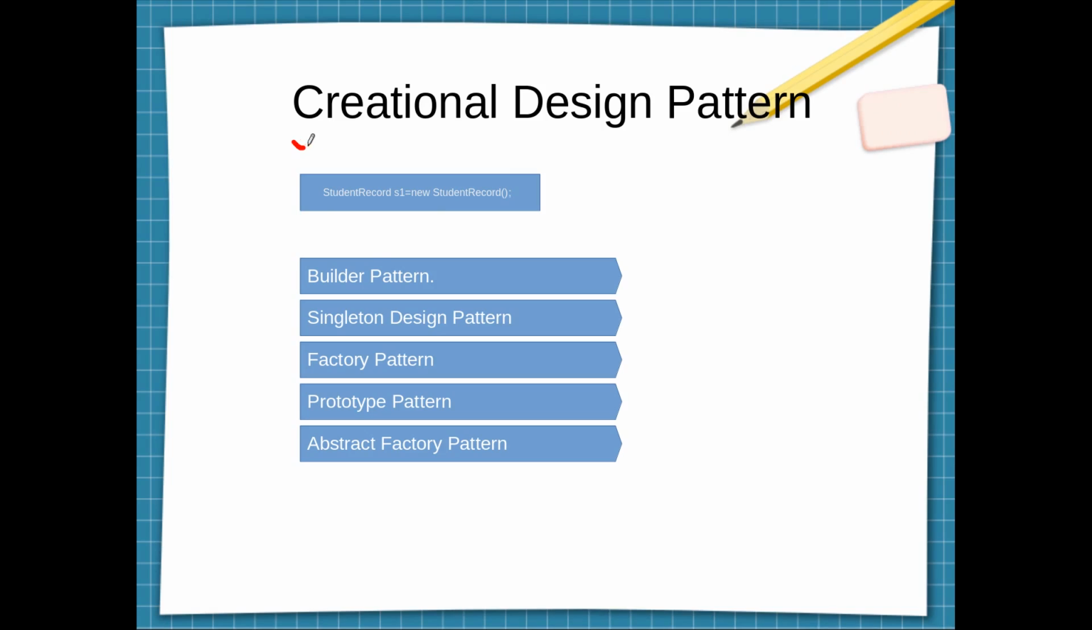So let's look at the creational design pattern. So we have the problem here, we have to actually create a single instance of the object. That is what you can solve with the help of the singleton design pattern. Creational design patterns actually look into the structure of creation of objects. Here we can see a simple example, StudentRecord s1 = new StudentRecord(). So here we are creating the object. Creational design patterns help us in creating objects in a structured way.